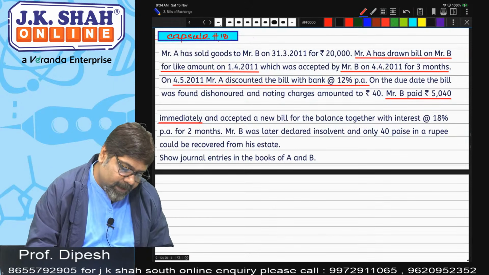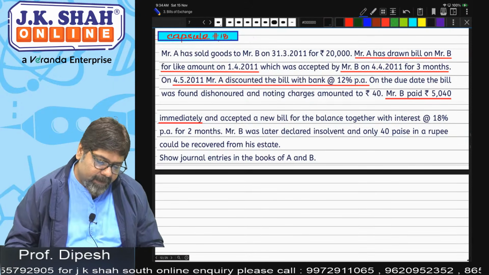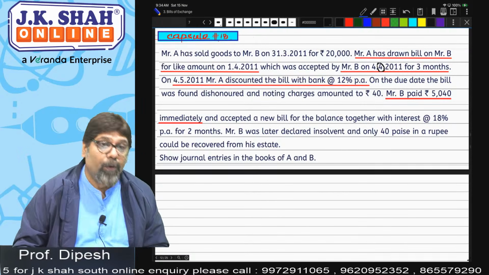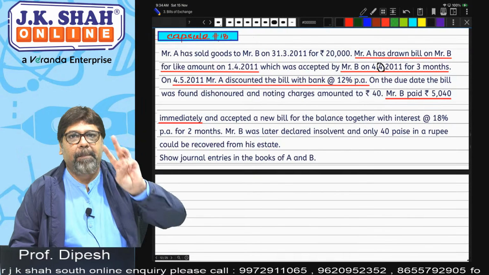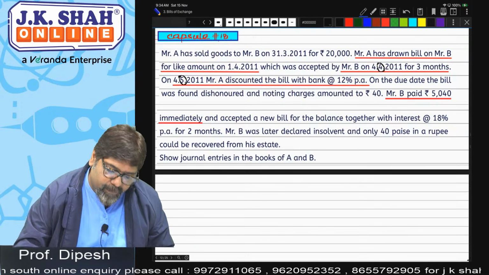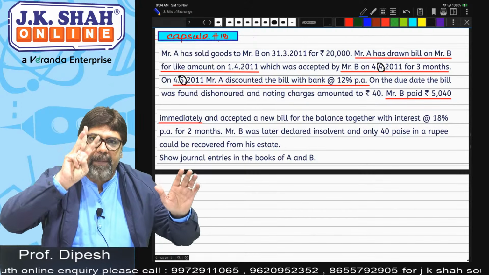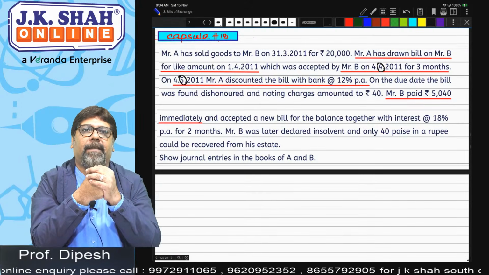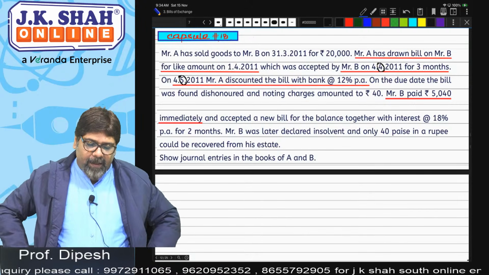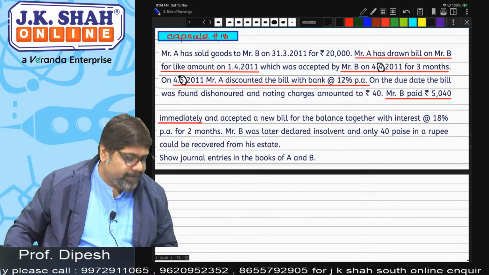Now chartered, tell me one thing. When was it accepted? 4th of April. The bill is of how many months? 3 months. But when was the bill discounted? 4/5. So the bill is of 3 months, but it is discounted after 1 month. So tell me, chartered.